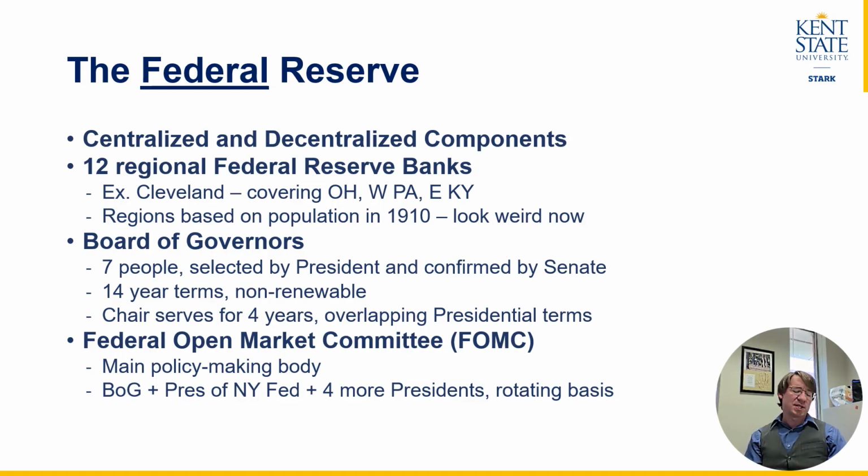Now, the Board of Governors has a chair. The chair is selected again by the president, confirmed by the Senate, and it's a chair term of 4 years. So you're already on the Board of Governors and you are selected to lead that board for a period of 4 years.